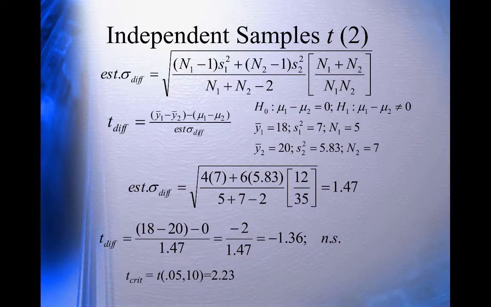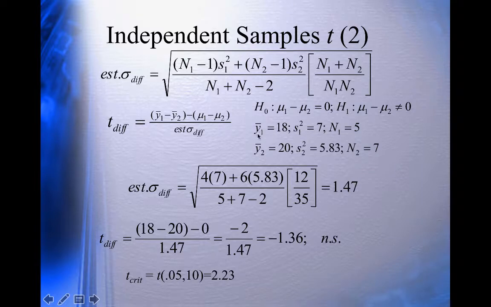Okay, so here's our formula for the standard error of the difference. Here's our formula for t, and it looks just like z, except I used x instead of y, but same thing. Now, our null is, again, the difference in means in the populations is 0. Alternative is not 0, so we have a two-tailed test.